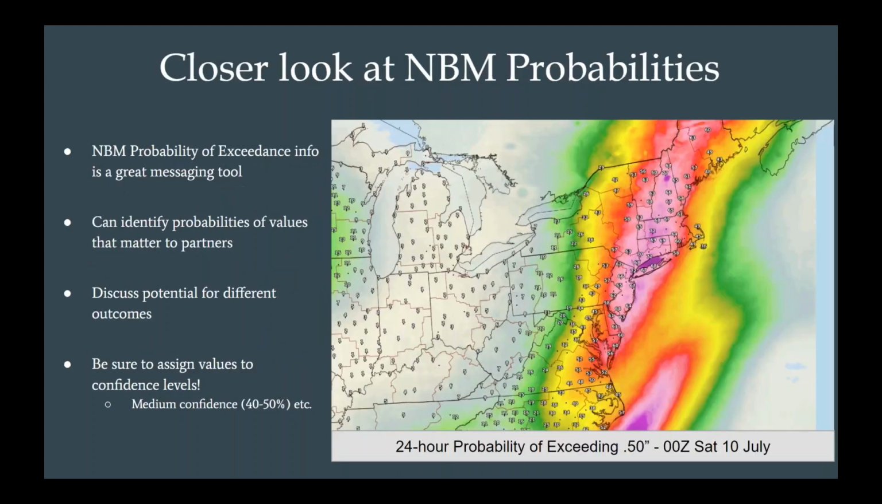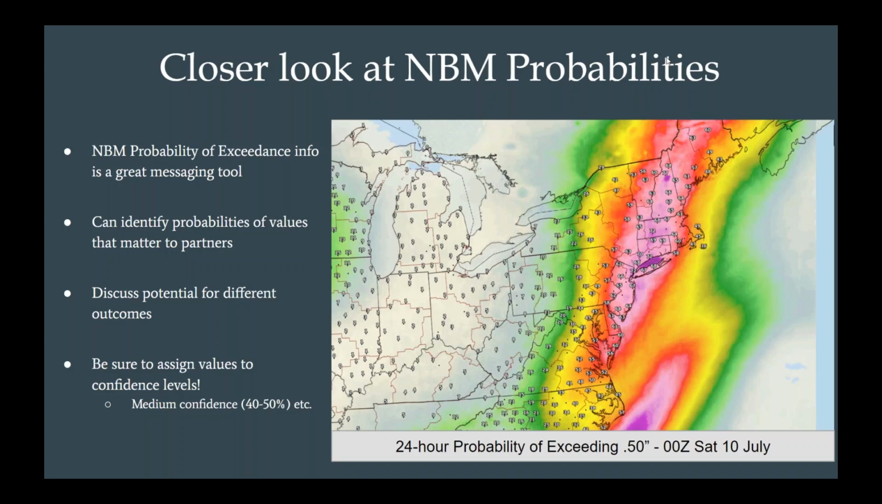Okay, so let's move forward. And we're going to take a look at just a few NBM probabilities. I really like this probability of exceedance information. I think it's a great messaging tool. You can really identify probabilities of specific values that matter to partners. So if you have a value that's important to a partner, if it's an inch or something like that they care about in 12 hours, you can look at what the probability of an inch in 12 hours is using the NBM data. It really allows you to have information to discuss the potential for different outcomes.